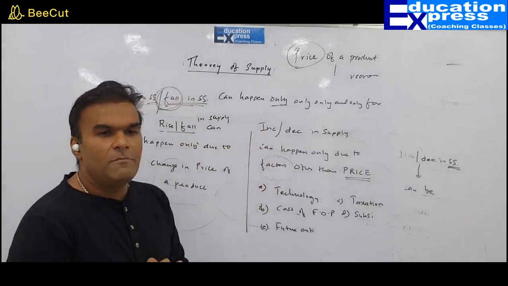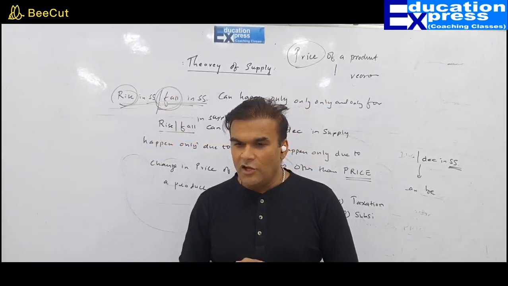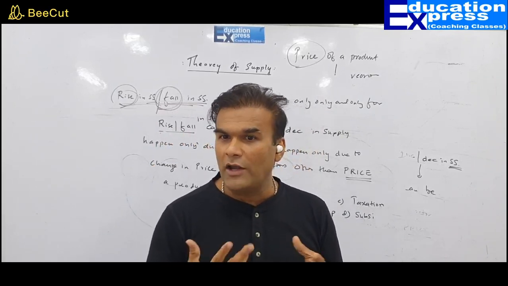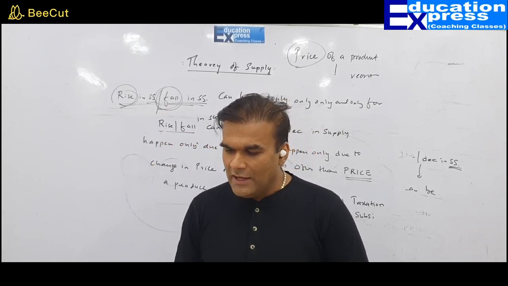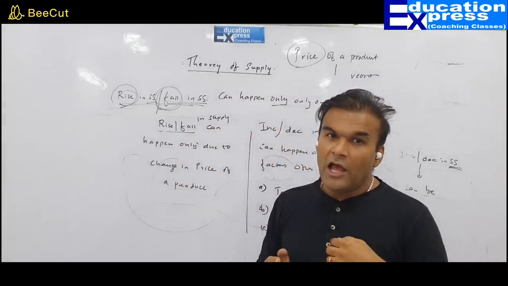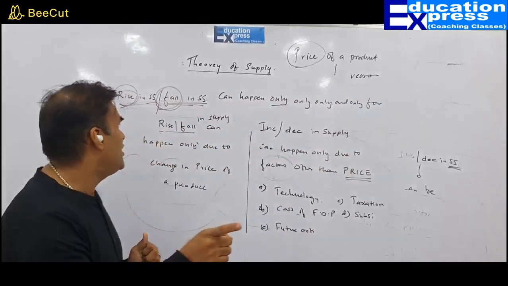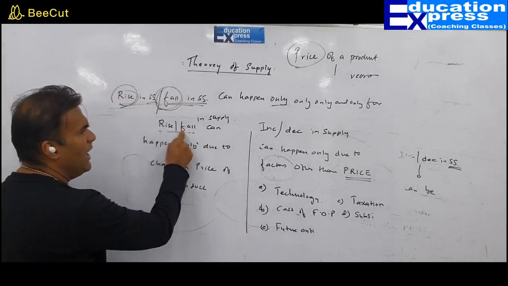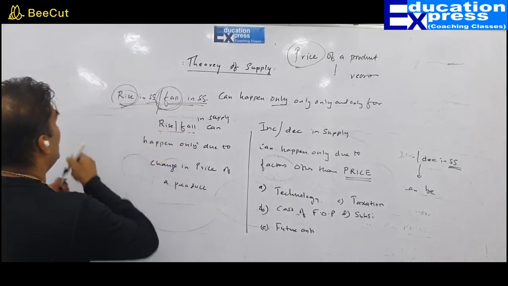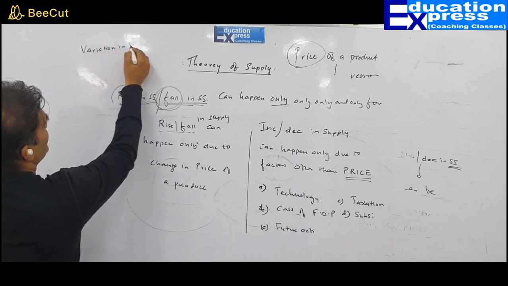So this is understood. Can we understand the same narrative with the help of a schedule or a diagram? Of course, yes. Let us understand the concept of variation in supply. I am using the word variation. The word variation is restricted only to rise or fall. I can use the word rise or fall only when I use the word variation. It's called variation in supply.